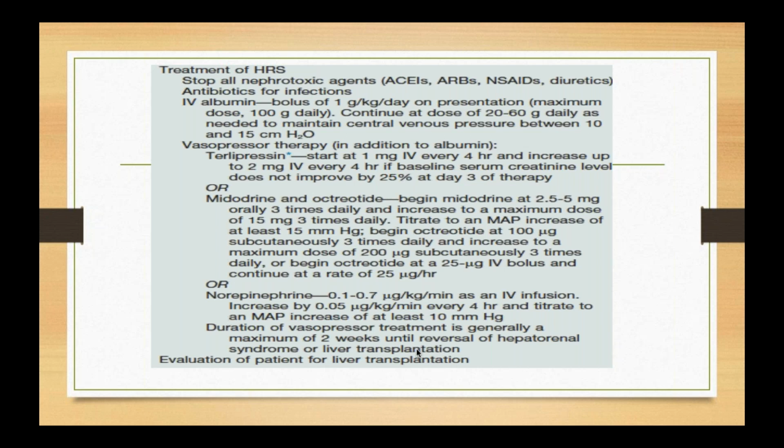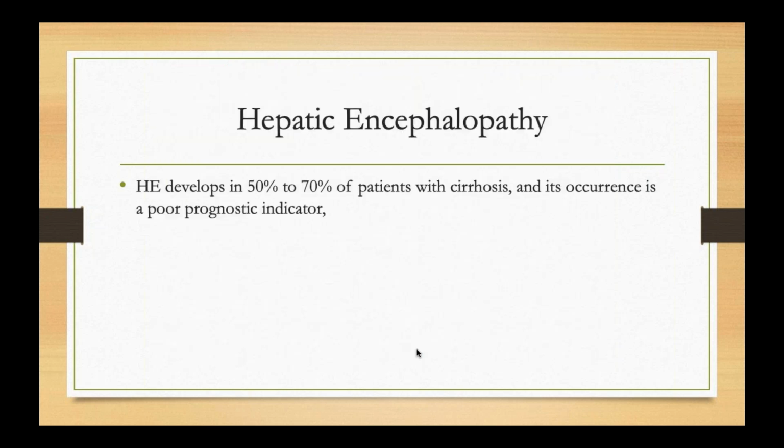So when the HRS occurs, you should stop all nephrotoxic agents. You should give antibiotic if there is any infection. IV albumin 1 gram per kilogram per day should be given at the presentation, and then you should give vasopressor therapy like terlipressin. Terlipressin is available in India, not available in USA, but still it works well. Then you can give midodrine or octreotide. If still not available, then you can give noradrenaline infusion and evaluate the patient for liver transplantation. But it has very high mortality.